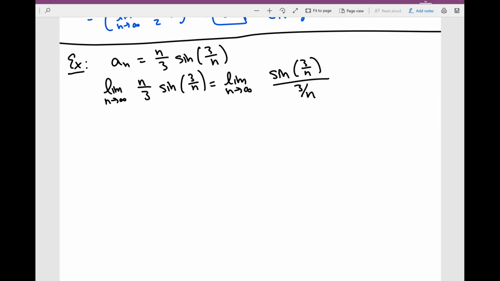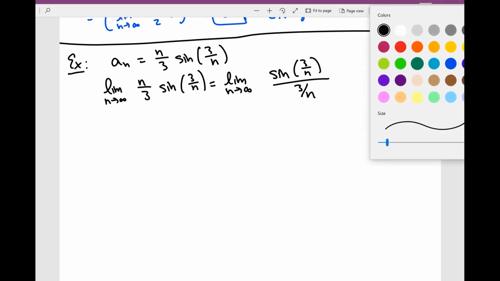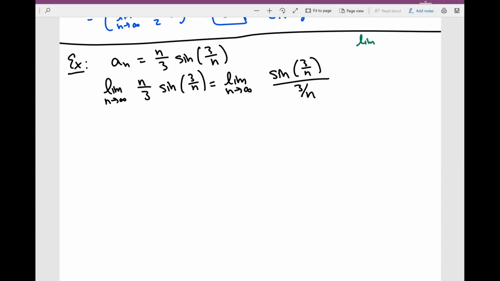Now, if you see this, it kind of looks like this might equal 1, because if you recall from Calc 1, the limit as x goes to 0 of sine x over x was equal to 1. Can we say the same thing about this problem? Because notice that this is going to infinity, and you don't quite have that. So what exactly can we do?